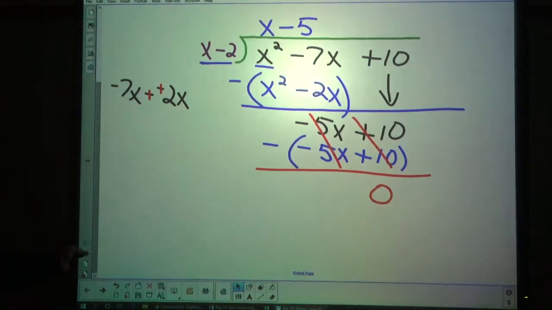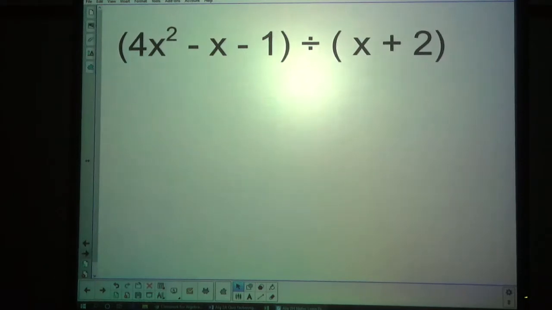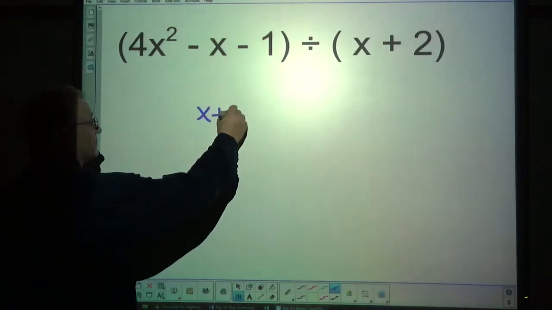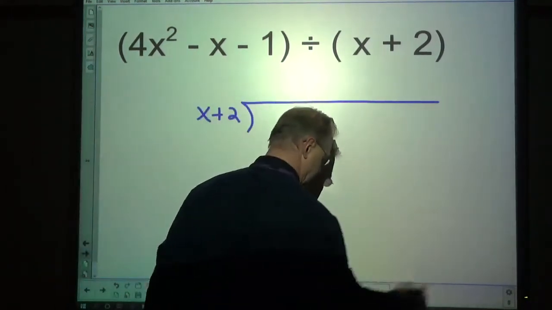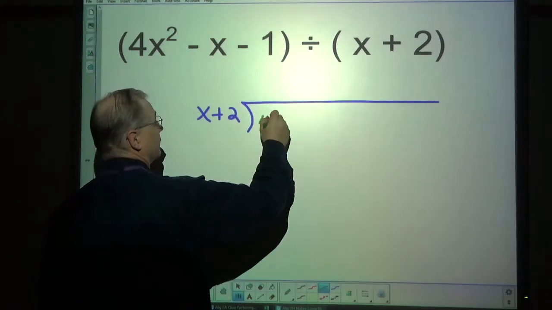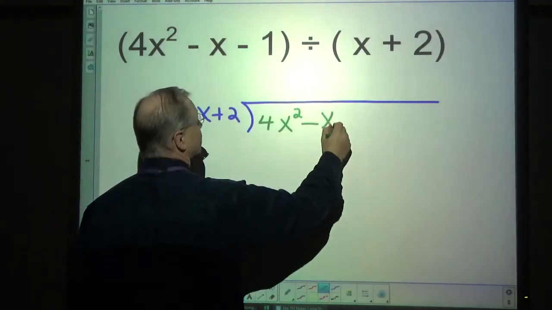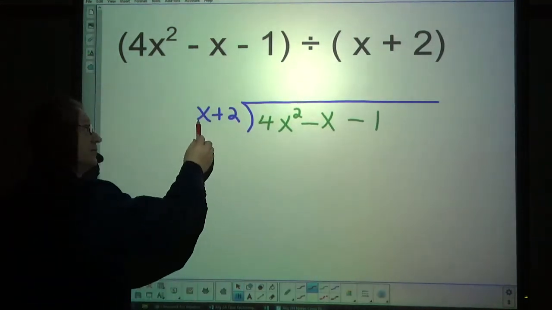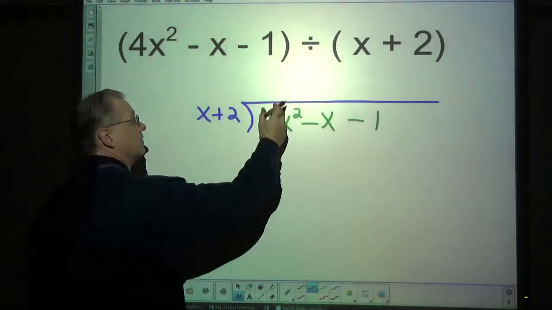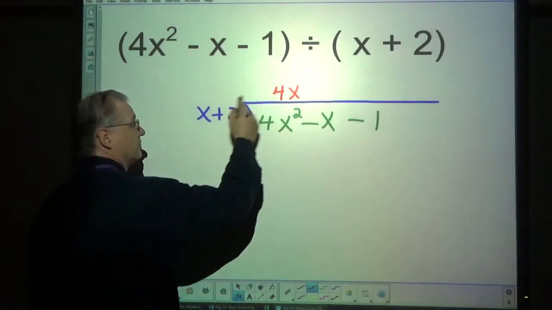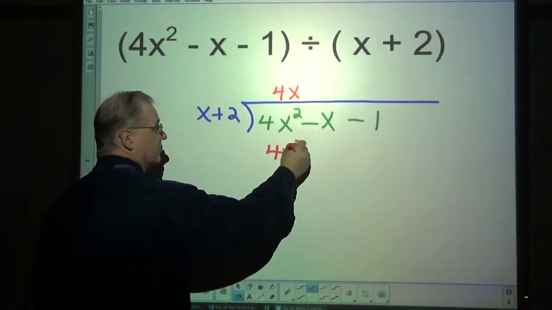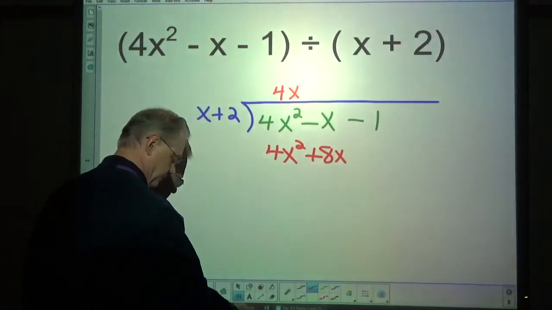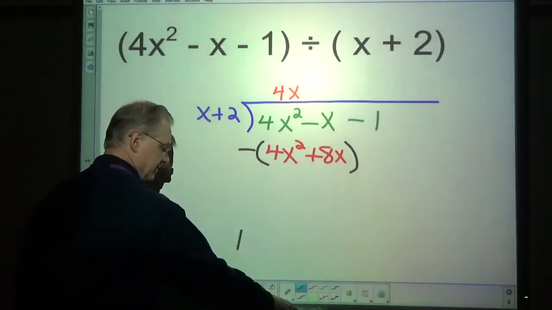Let's take a look at another example. Here we go. I'm going to go ahead and write this out. x plus 2. Inside, I'll put 4x squared minus x minus 1. Again, I ask myself, what do I multiply times x to get 4x squared? 4x. 4x times x, 4x squared. 4x times 2, positive 8x. I'm going to be subtracting this.